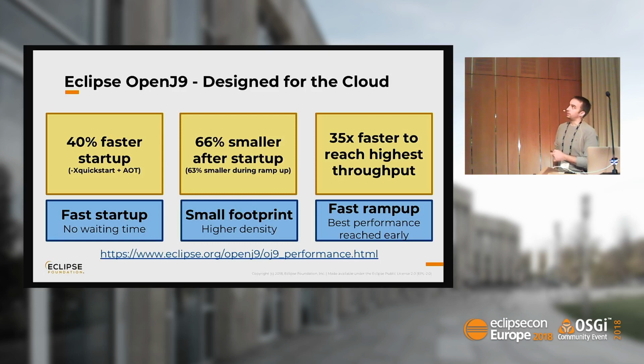And it reached the highest throughput, so the better performances, 35 times faster than HotSpot. Quite impressive. If you want all the details for those numbers, just go there. It's a very nicely done performance benchmark for OpenJ9.